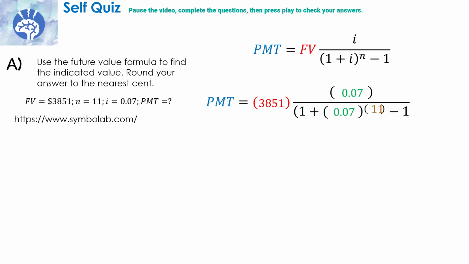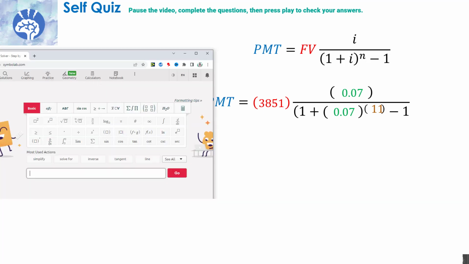Let's go to Symbolab to do the calculations. First, we're going to enter 3,851. Then we have a fraction. In the numerator, we have 0.07. In the denominator, we're going to put a parentheses, 1 plus 0.07, over arrow, we're going to have an exponent, which is 11, over arrow, minus 1. And let's go.